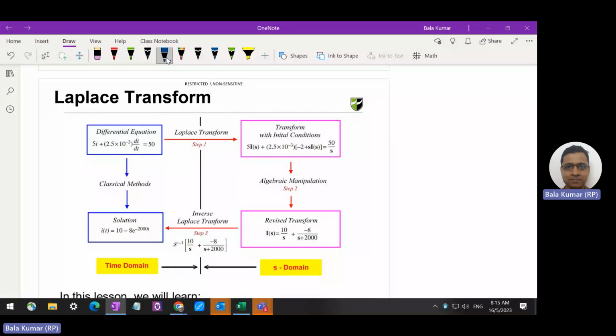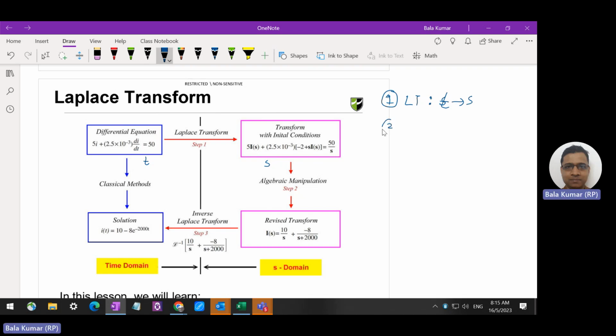Hi. One of the main applications of Laplace transform is to solve differential equations. And to solve differential equations, there are three major steps. The first step is to do Laplace transform to transform the differential equation from time domain to S domain. So you will use Laplace transform to transform from time domain to S domain.